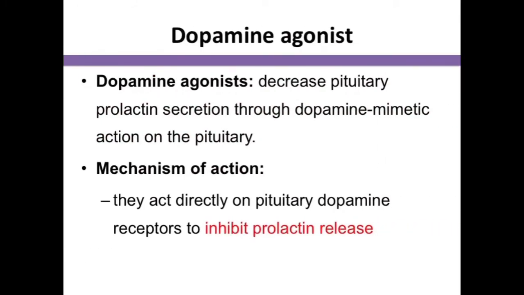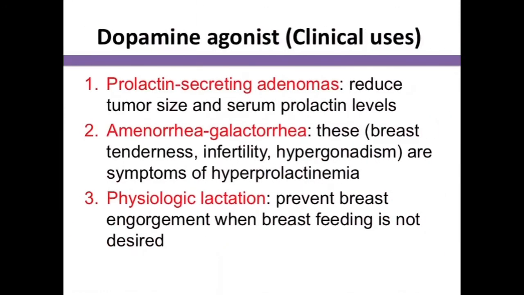So dopamine agonists will decrease the pituitary prolactin secretion through dopamine mimetic actions on the pituitary. They act directly on pituitary dopamine receptors to inhibit prolactin release. Dopamine agonists are used for treating prolactin-secreting adenomas to reduce the tumor size and also serum prolactin levels. They're used to treat amenorrhea and galactorrhea in women.